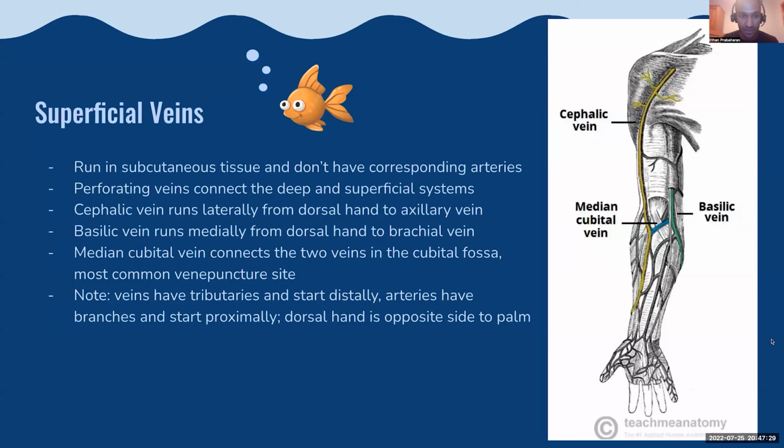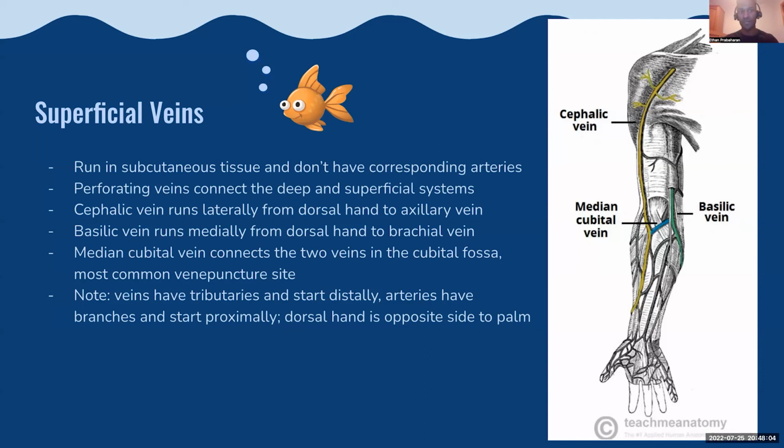All right, let's jump to the next slide. And I mentioned deep veins run with arteries, and that's because we have a bunch of superficial veins. So if you can look down at your arms, if you see a bunch of veins there, there's no arteries there. They're superficial veins that run in what we call the subcutaneous tissue, which is under that initial layer of skin, which is cutaneous. Subcutaneous tissue houses these superficial veins, and they don't have any corresponding arteries.